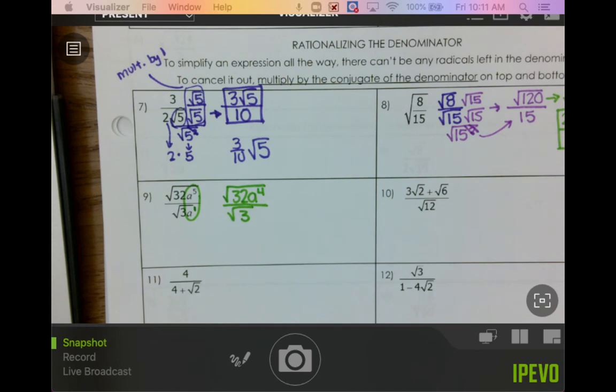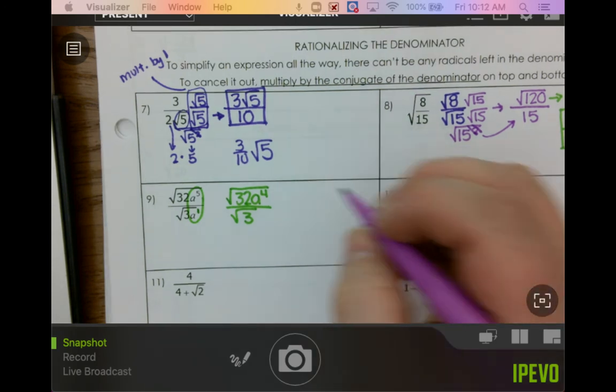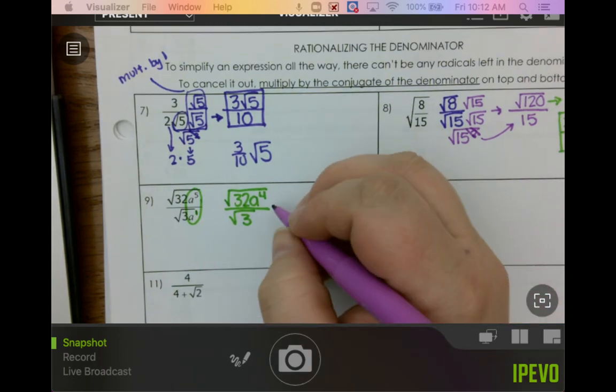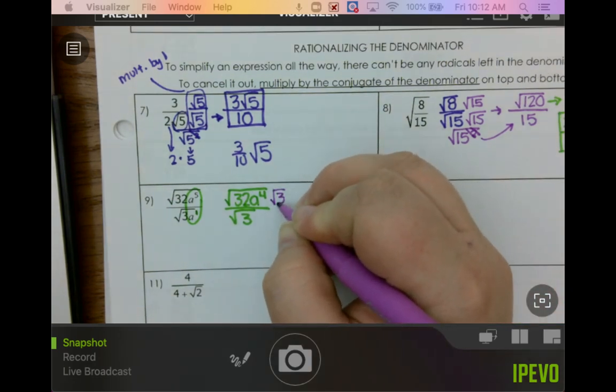You can either think of it like I do of there's 4 more A's on top than bottom, so there's a to the 4th left on top. Or you can subtract the exponents. 5 minus 1 is 4. It will only go to the bottom if that answer is negative. Then I need to multiply by the square root of 3 to cancel it out on the bottom.